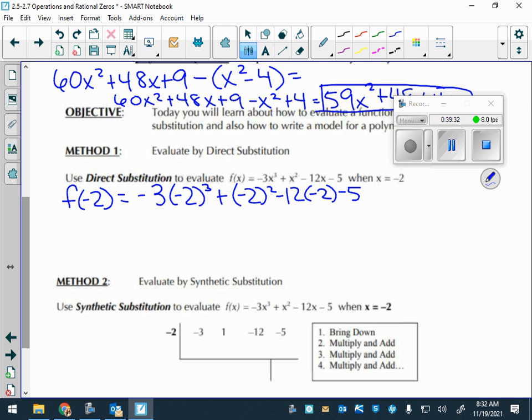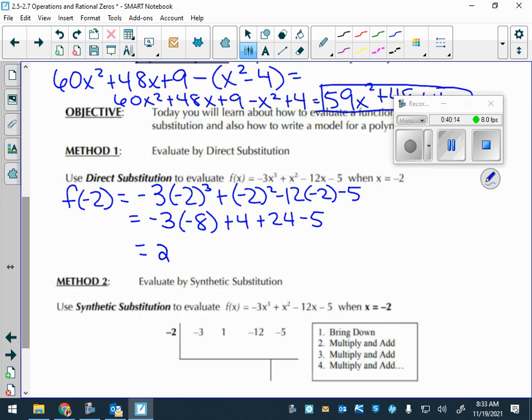And this is what I want you to be careful of, your exponents. Your exponents have to be done first. So we have the negative 3. What is negative 2 cubed? So that's negative 2 times negative 2 times negative 2. Negative 8. Good. What is negative 2 squared? Negative 2 times negative 2. Good. Negative 12 times negative 2. Plus 24 minus 5.